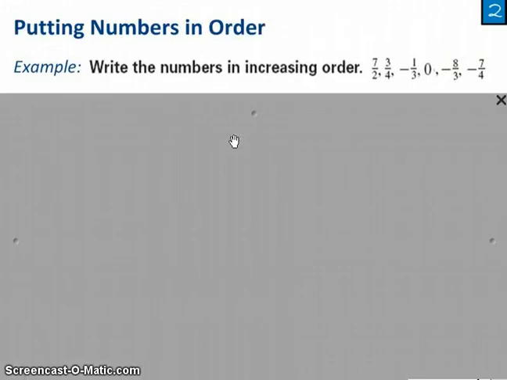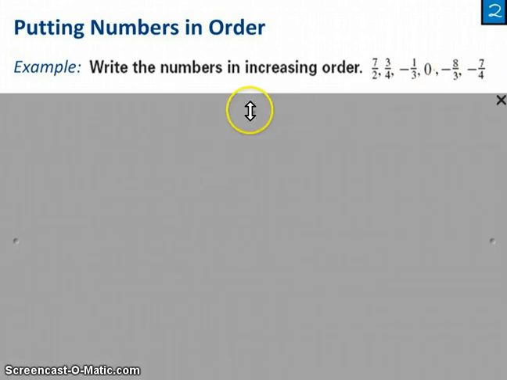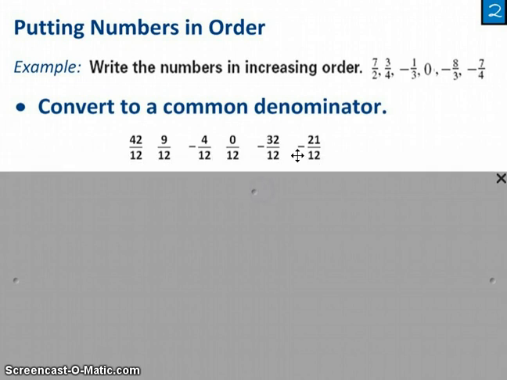Okay, let's move on. The second thing that I want you to know is how to put numbers in order. Sometimes the easiest way to put a batch of numbers such as these in order is to give them all the same denominator. Here, let's just do this a step at a time instead. So 7 halves, if you give them all the common denominator 12, 7 halves becomes 42 over 12. Likewise, if you change negative 7 fourths into 12ths, it becomes negative 21 over 12.